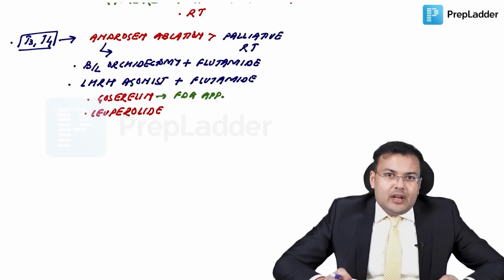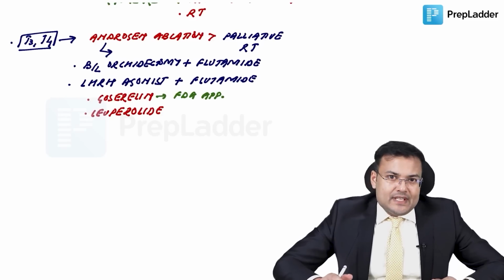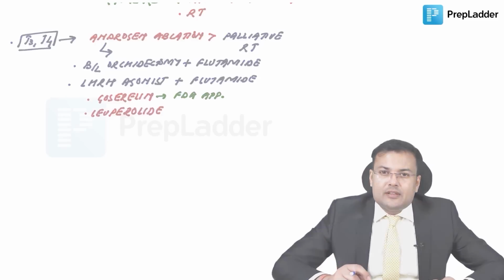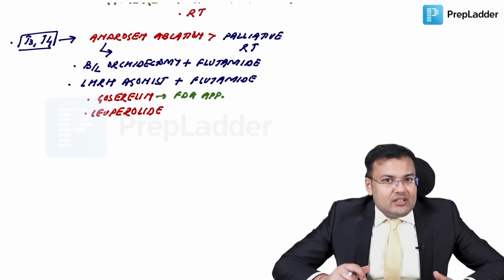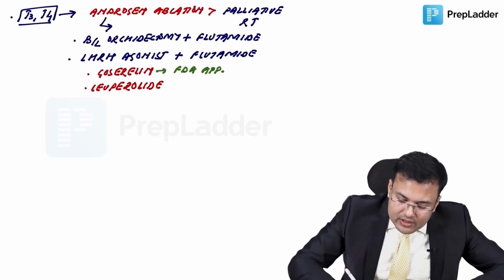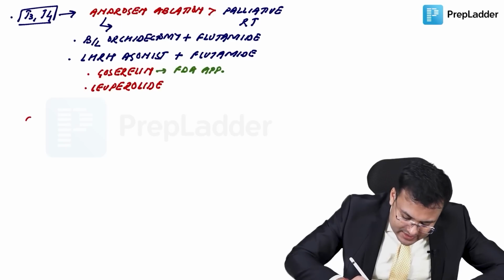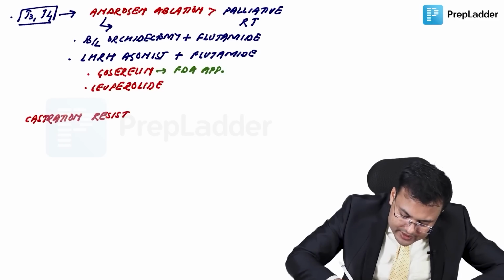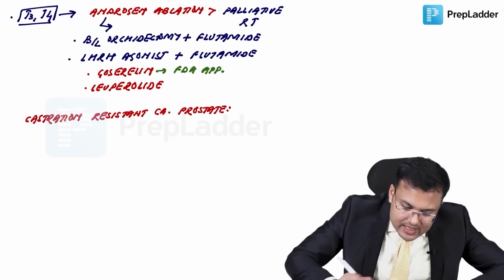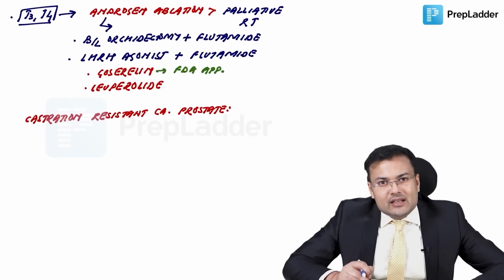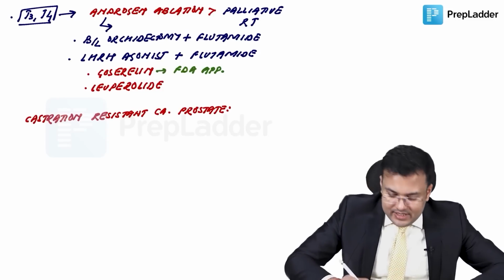If you remember, there was one question in NEET super specialty that there are two new drugs approved for castration resistant metastatic carcinoma prostate. So what are the new drugs for castration resistant carcinoma prostate? You have to remember because this was asked in the exam. First is cabazitaxel and second is sipuleucel T.